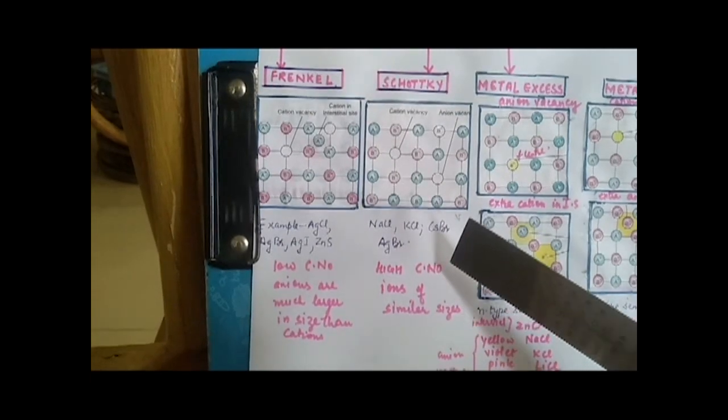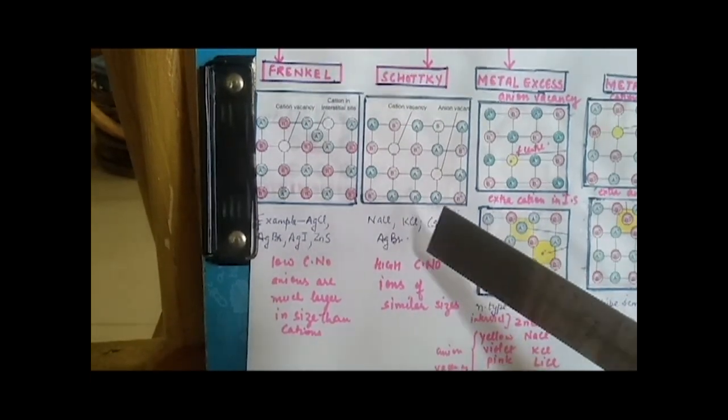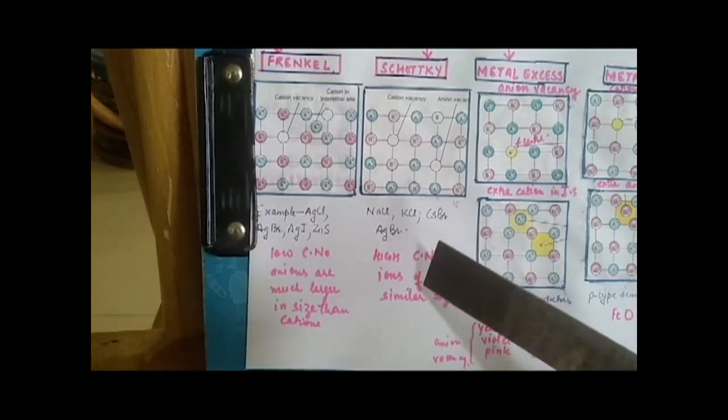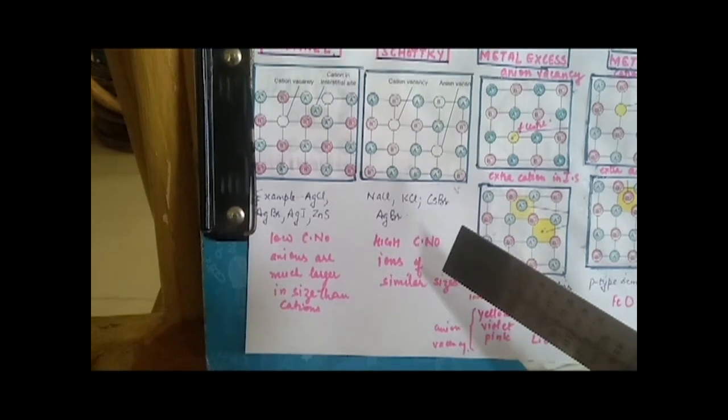So in Schottky defect, which was given by the German scientist Schottky in 1930, cations and anions are missing from their regular sites. The conditions when such defects arise are: those compounds which have high coordination number show this defect, and where the cations and anions are of similar sizes. In case of Frenkel defect, a cation leaves its normal place and occupies an interstitial site.